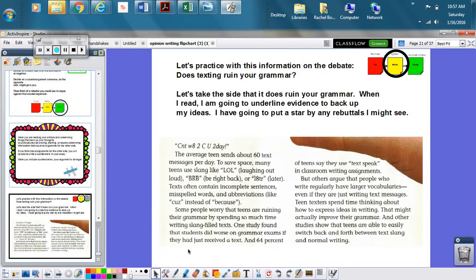We practiced together with this text on Does Texting Ruin Your Grammar? And in class, as we read through, students were able to work together with us to say things that they would underline and star. We all took the affirmative side that texting does ruin your grammar just for practice in this circumstance.